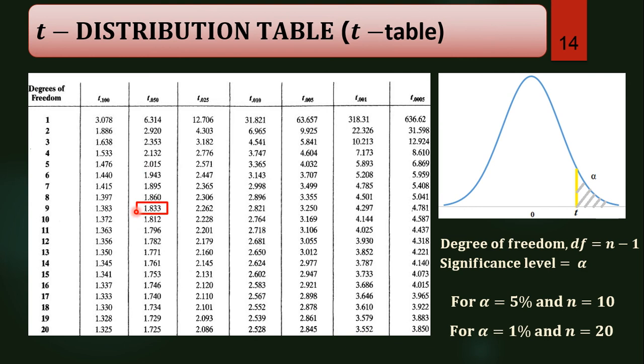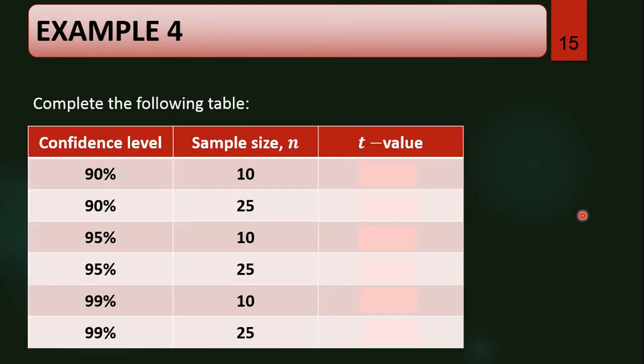But if, let's say, alpha is 1%, 0.01, meaning to say that this is your alpha. Then your n is 20, meaning to say that your degree of freedom is 19. You go below until you see here the T value 2.539. So this T value here represents the value on the horizontal axis.